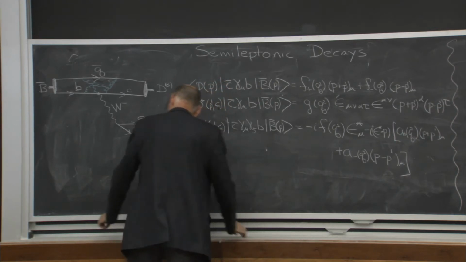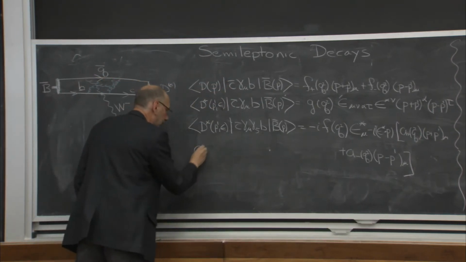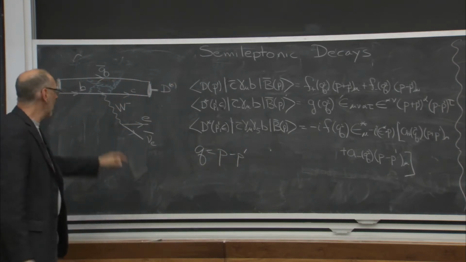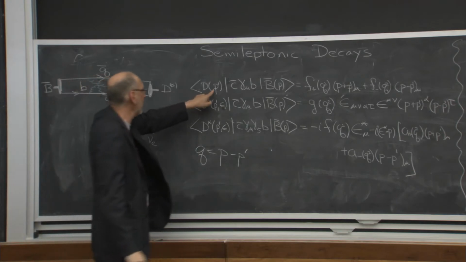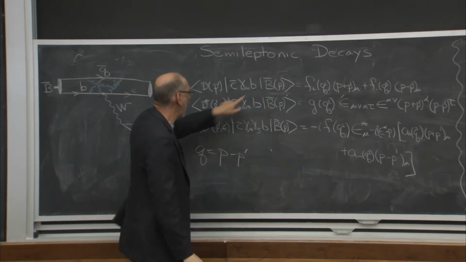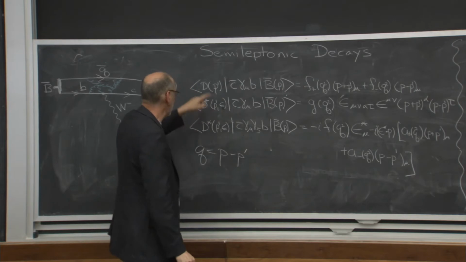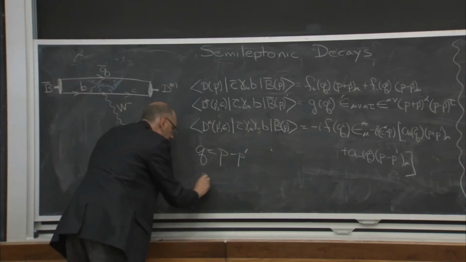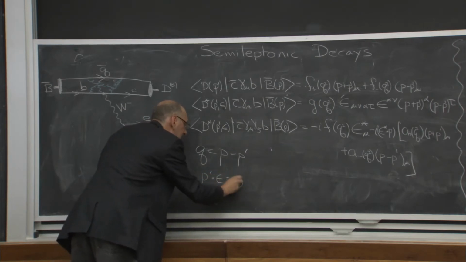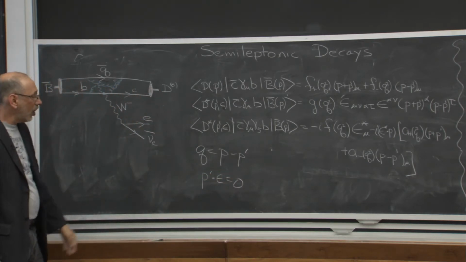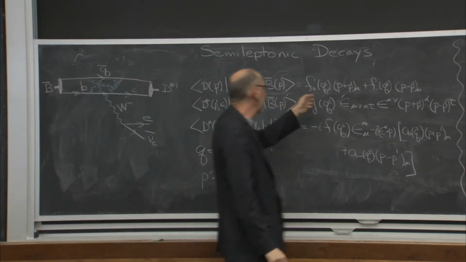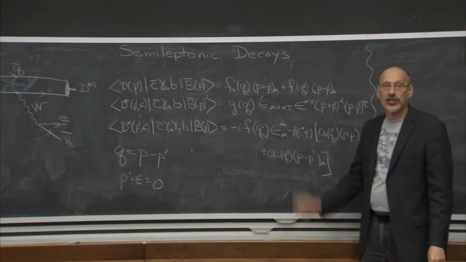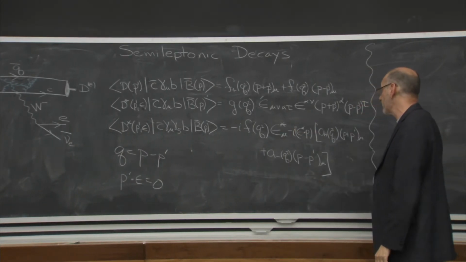So here Q is the momentum transfer. Q would be equal to P minus P prime as a 4 vector, where P prime is the 4 momentum of the D, or D star, and P is the 4 momentum of the B, so they square to the mass squareds of the states. And of course, P prime dot epsilon is equal to 0. So the form factors, the 6 of them, F plus, F minus, G, F, A plus, A minus, are just some functions of Q squared. Q squared is a scalar.